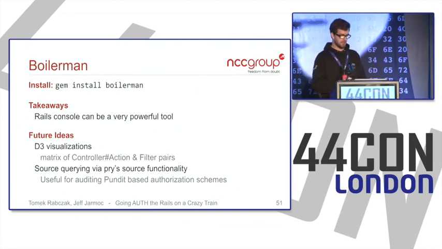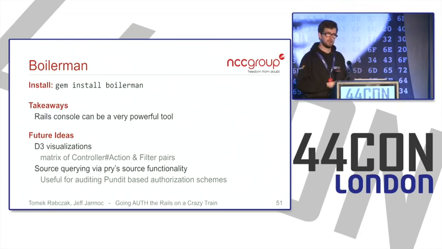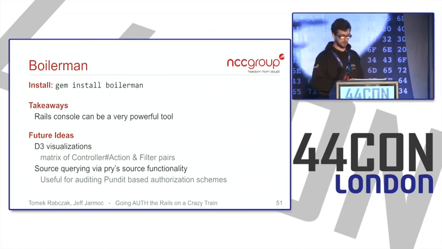Future ideas, we've been talking about this while at the con: we're going to add a D3 visualization. You can imagine a matrix of filters on the x-axis, and then all the controller actions on the y, and then it should be really easy to spot what filters are being run where.